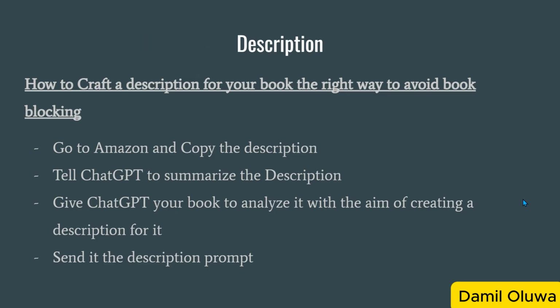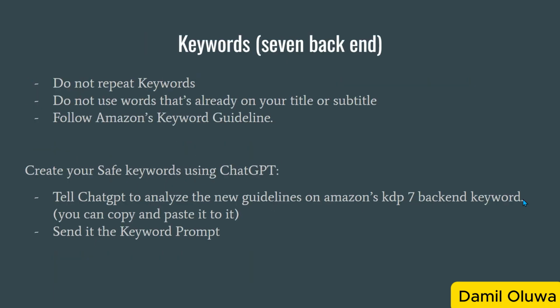Moving on, after the description is the 7 backend keywords. This has been causing lots of book blocking for a long while now, so I believe this should not be something new to you. The first rule is do not repeat keywords. Any keyword you put in space 1, you shouldn't put in space 2.